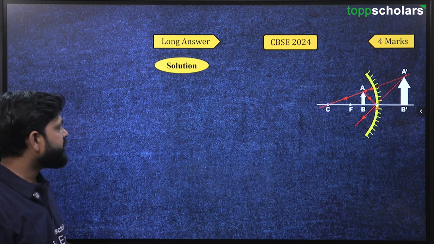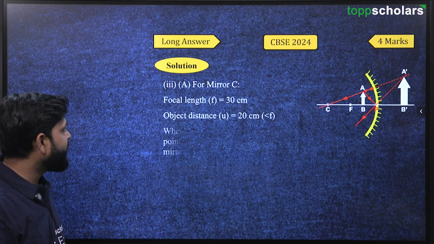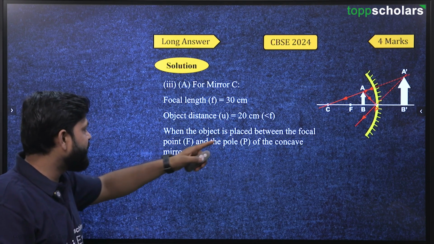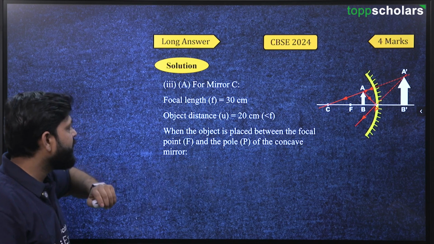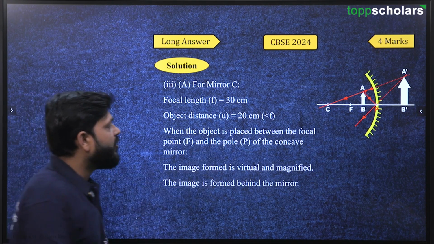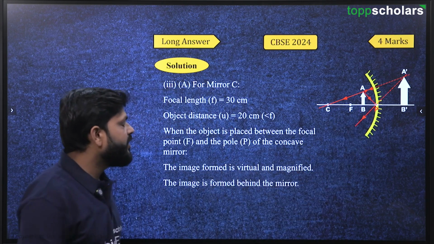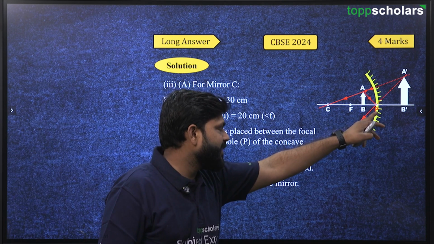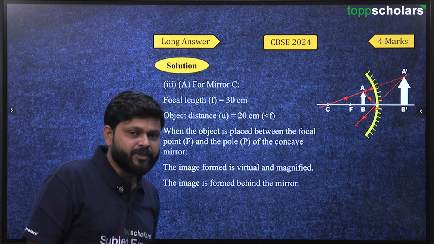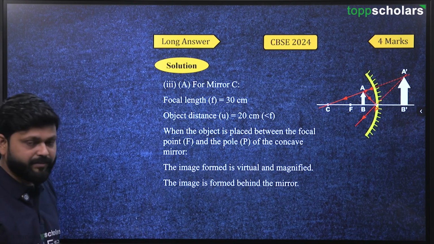Next is what? For mirror C, focal length is what? 30 centimeter. Object distance is what? 20 centimeter. That is less than the focal length. When the object is placed between the focal point and the pole of the concave mirror, we have seen this case. Just now I have told you about this. The image formed is virtual and magnified. If the object is placed between pole and focus, the image will be behind the mirror, and that image will be what? Virtual and erect. The image formed is virtual and magnified. The image is formed behind the mirror.